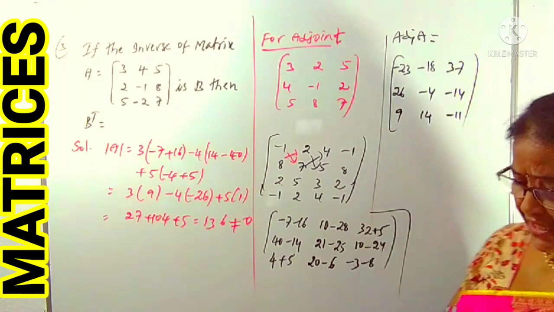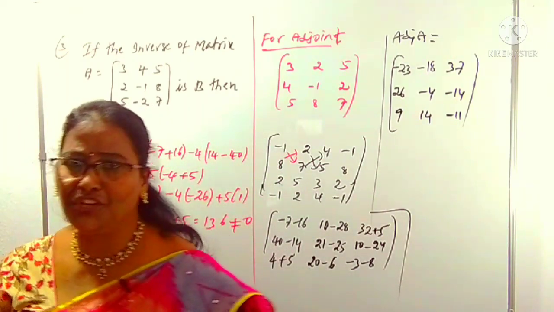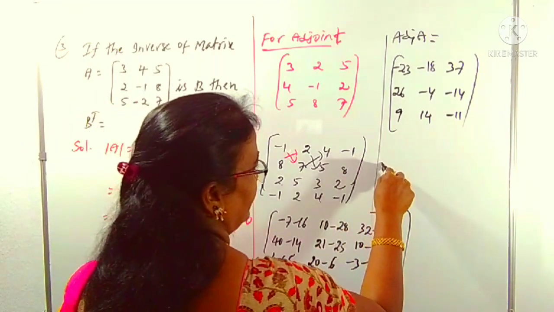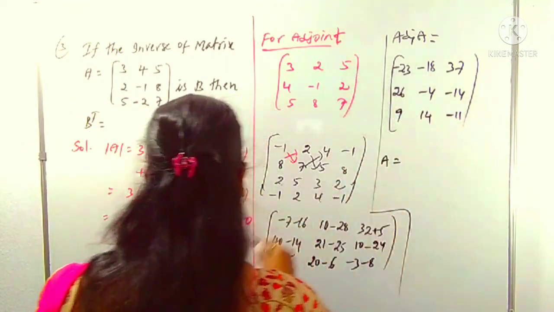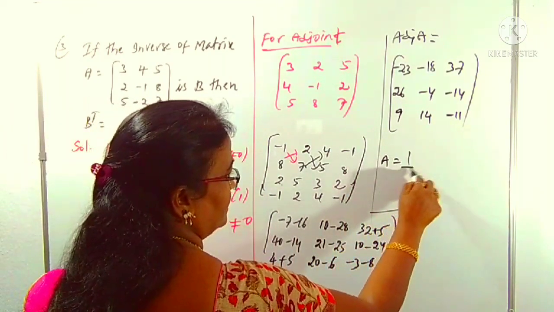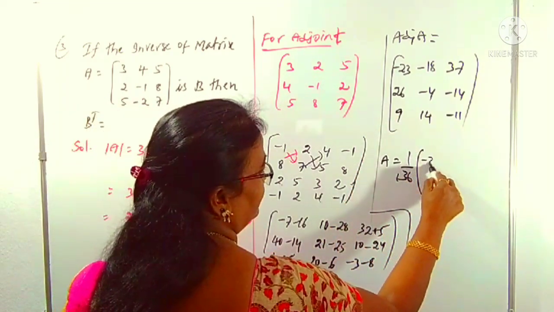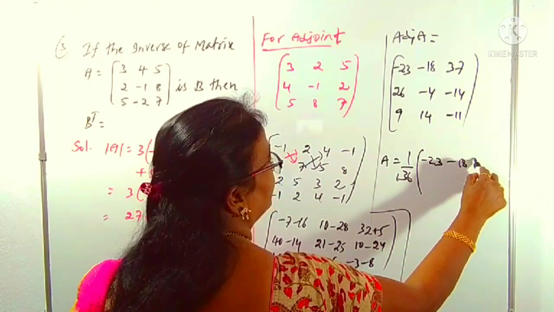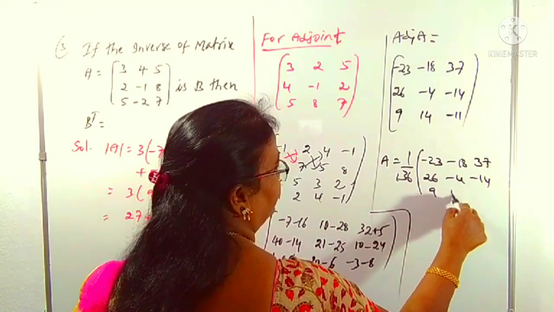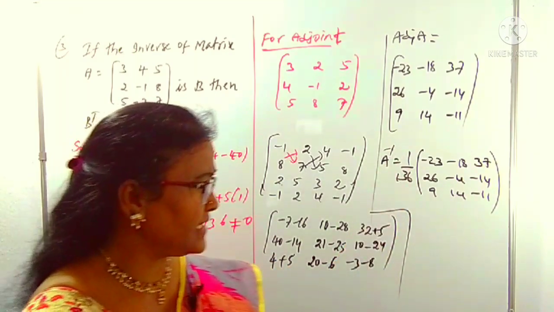You know the adjoint of A as well as det A. Det A is what we got? 136. Adjoint A by det A is nothing but the inverse. Okay, what is A inverse now? A inverse is equal to adjoint A by det A. Det A is 136, so we can write 1 by 136 into adjoint A. Means what? This is minus 23, minus 18, 37. This is 26, minus 4, minus 14. 9, 14, minus 11. This is what? A inverse. We got the A inverse.